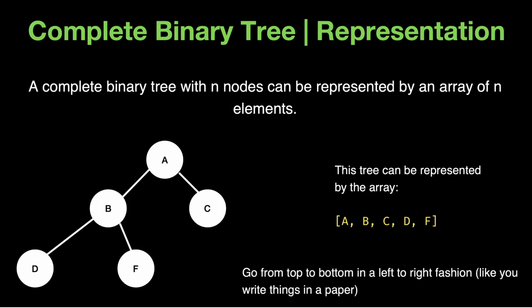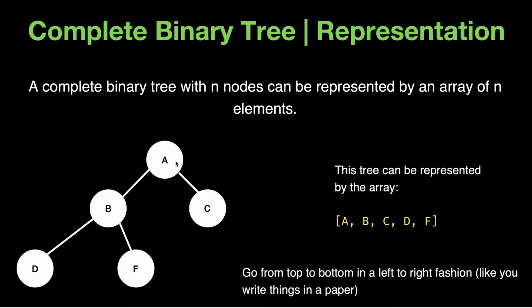I'm discussing complete binary tree here because we will use it for implementing the heap data structure later on. A complete binary tree can be represented as an array, and a complete binary tree with n nodes can be represented by an array of n elements. If we have a complete binary tree with A, B, C, D, F, then this can be represented by the array A, B, C, D, F.